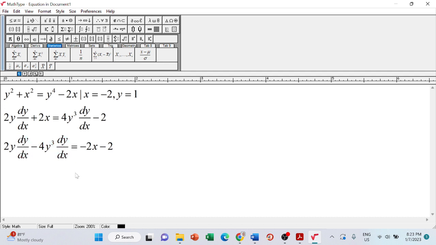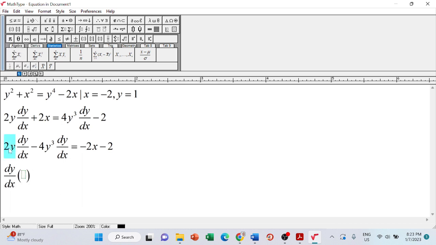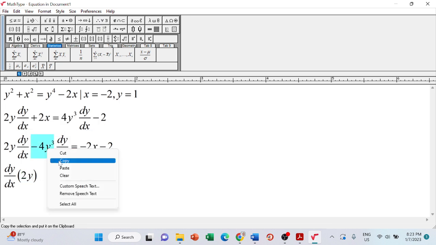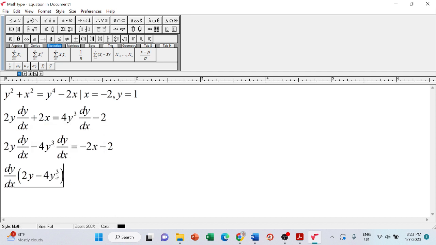Okay, so semua sekarang ni kita ada 2 kan? 2 dy dx. So kita factorize lah because dy dx ni common. Okay. So kita factorize. Bila kita factorize dy dx, so dalam kurungan kita akan ada 2y. Okay, kita akan ada 2y and minus 4y power 3. Something like this. Because kita dah factorize. dy dx is the common part. So kita factorize yang common.